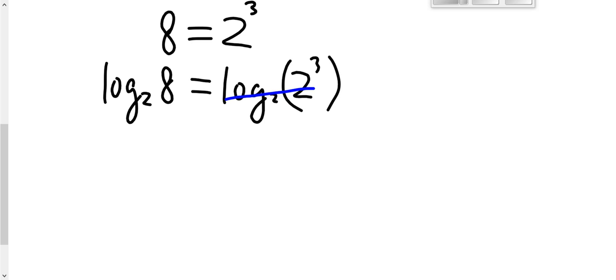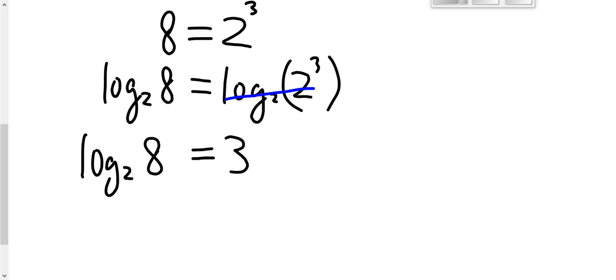Okay, so that means we end up with the 3 down here, not as an exponent. And then on the left-hand side, we have log base 2 of 8. So now I hope you can see how the logarithm plays here, what it does.